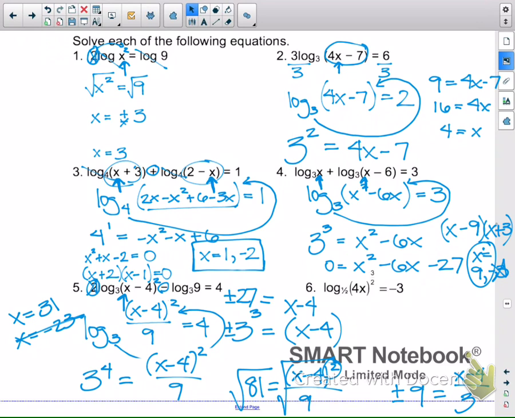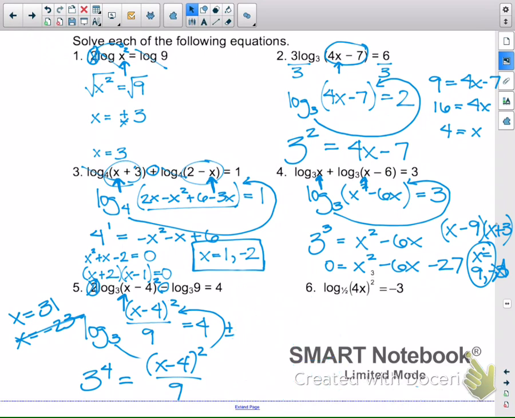All right, let's finish this last one, number 6 on this page. I'm going to have to erase some of this stuff to get some room here. Do I have anything to condense in question 6? No. Everything is condensed for me. Therefore, what's my first step going to be? Writing this in exponential form. 1/2 to the negative third equals 4x to the 3/2.